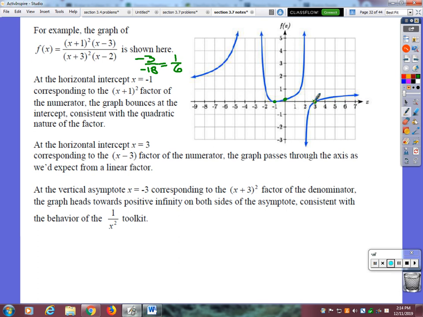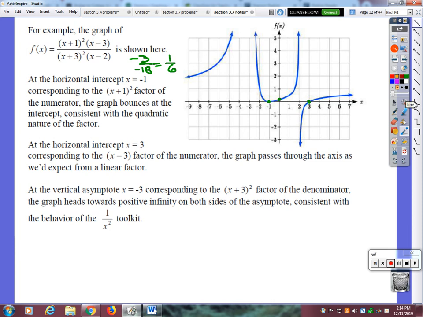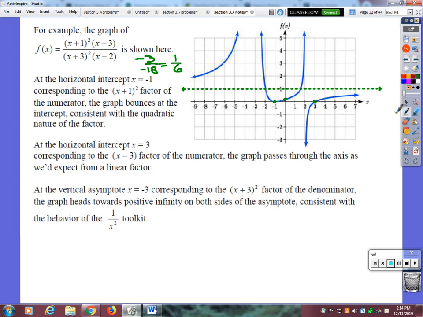Which do you want to do first? Horizontal asymptote. Top heavy, bottom heavy, or equal? What is the degree of the top? 3, because this is x squared and that's x, so that would make x cubed. What's the degree of the bottom? 3, because this is x squared and also x would make x cubed. So x cubed and x cubed would cancel and give you 1. And so that's why you can see that right here at y equals 1, there appears to be a horizontal asymptote, okay?